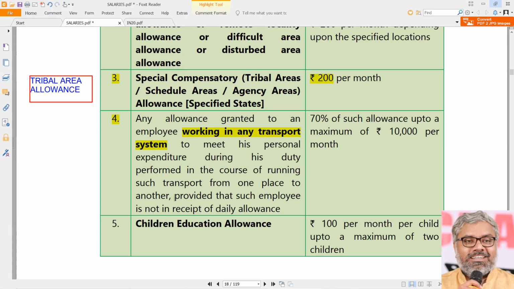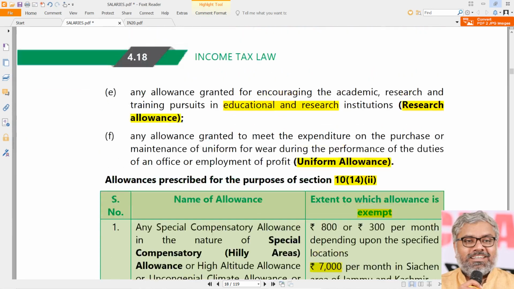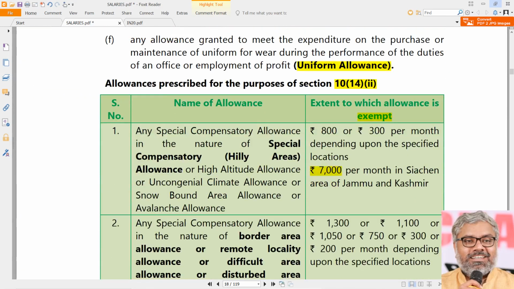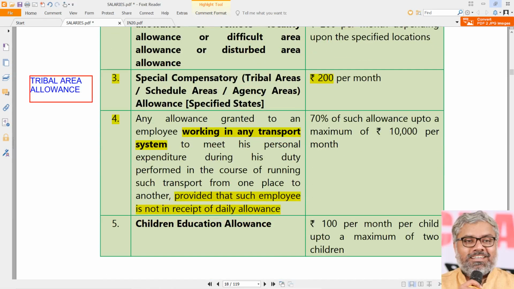And most important thing is, provided such employee is not in receipt of daily allowance. So already we have a daily allowance here. Both are also of similar nature, where to meet the day-to-day expenditure of the employee, some allowance is given. If that is given, anyway that is exempt. So if that is also given, and this is also given, then this exemption will not apply. So this exemption will be applicable only conditionally, if the employee is not in receipt of daily allowance, but he receives some allowance, whatever name it is called. And who is the employee? Not everybody. Here, the employee is only the one who is working in any transport system.